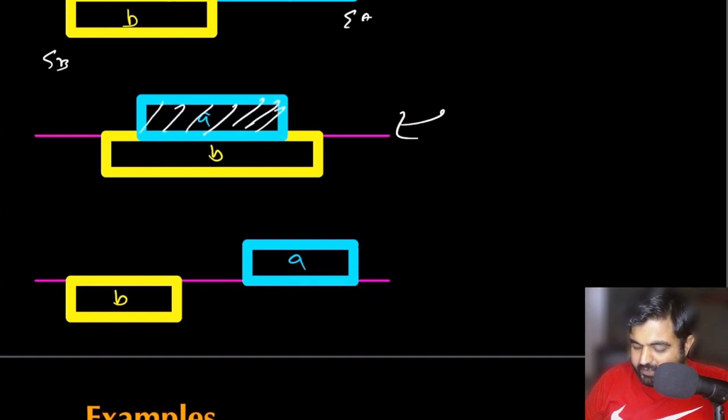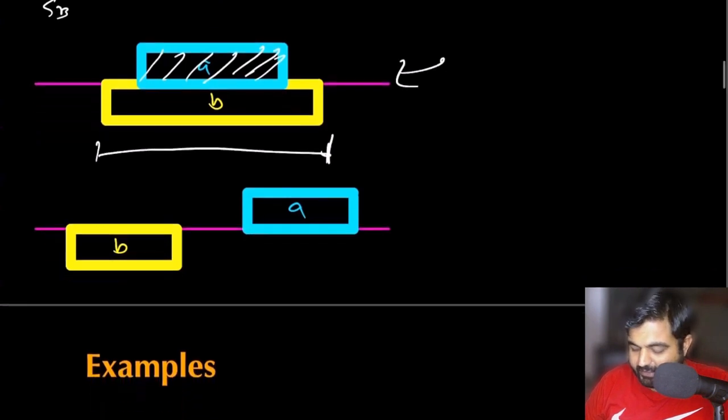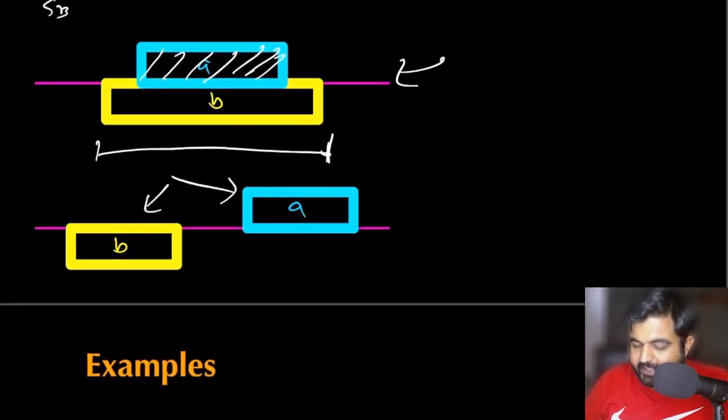In this case, if we have to merge these intervals, there will be a single interval like this. And in this last case, since B and A are located at different places, there is no overlap between them, so we don't need to do anything.